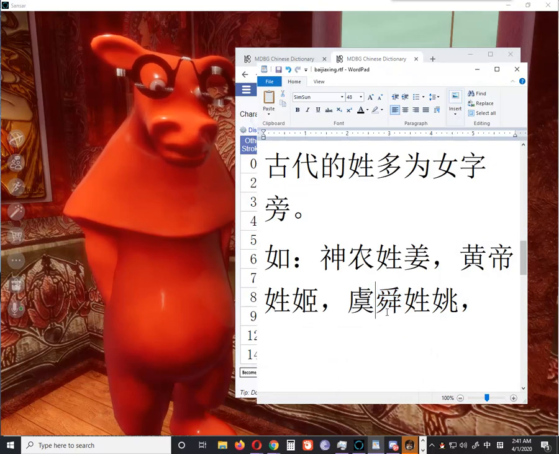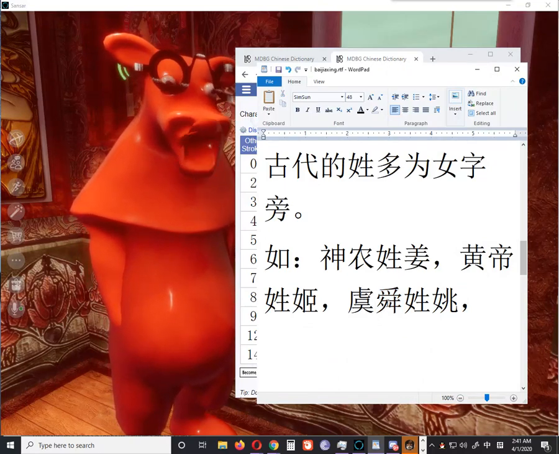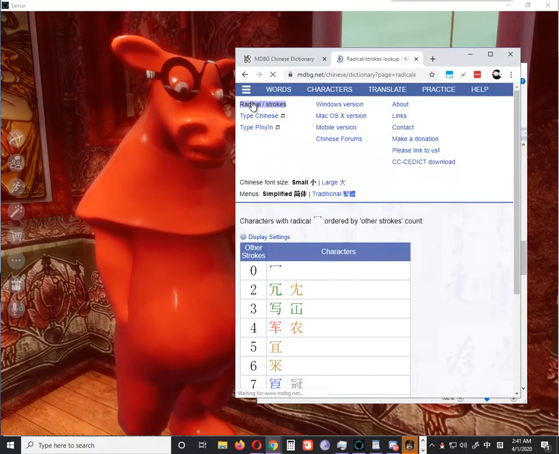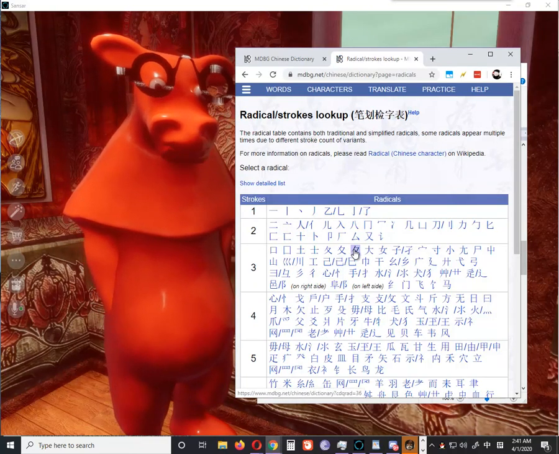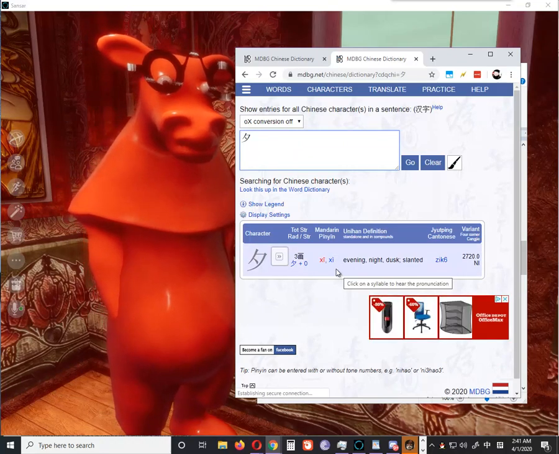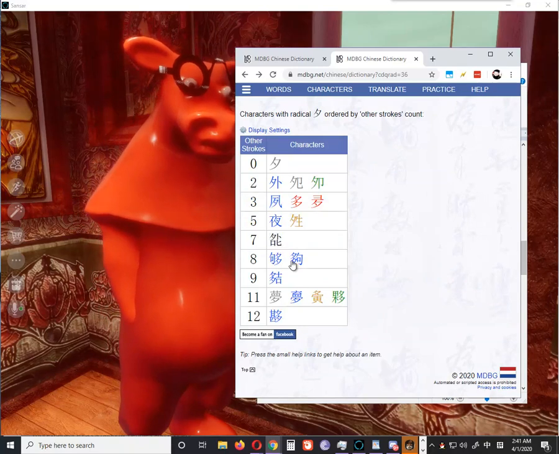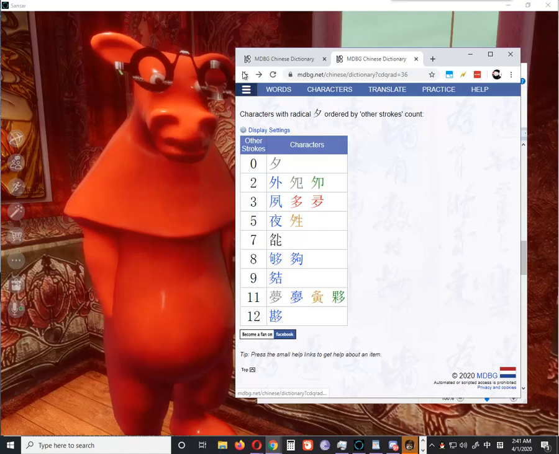Okay. Well, there is this guy right here. That's 1, 2, 3 strokes. Let me go back to my radicals and go to the 3-stroke section. See if I can find it. There it is. Okay. Huh. Do you see it? Let's make a long story short, it's not there, right?